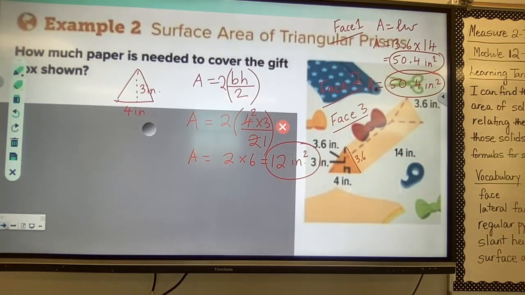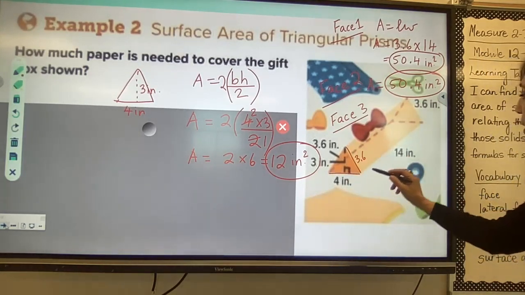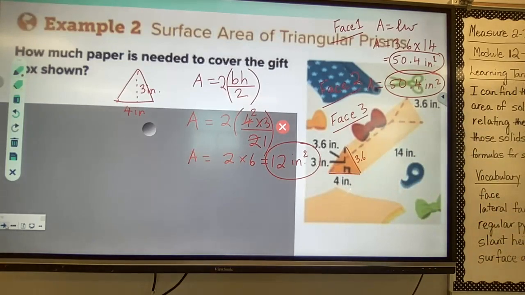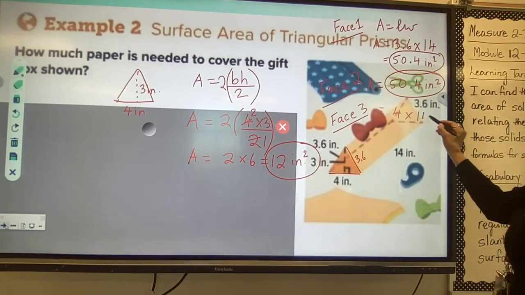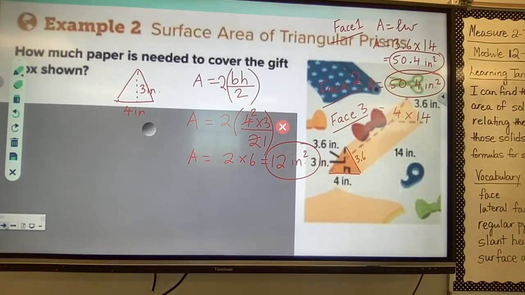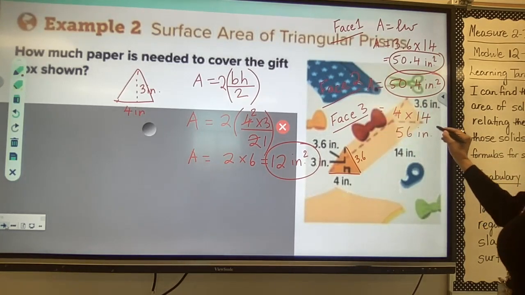Okay, so in this, my area is going to be this one. See at the bottom, what is this? This is 4 times 14. So the area of the third one is going to be 4 times 14, and I get 56 inches squared.